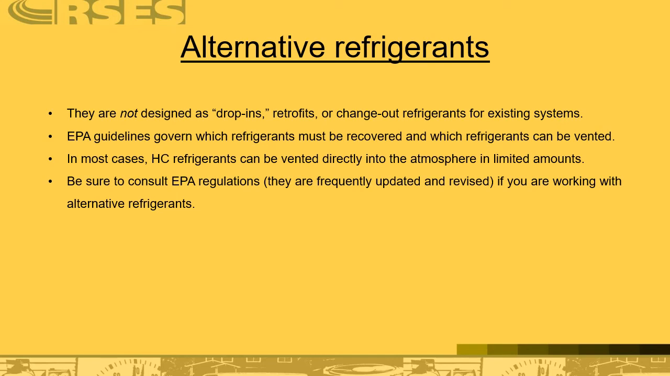EPA guidelines govern which refrigerants must be recovered and which refrigerants can be vented. In most cases, HC refrigerants can be vented directly into the atmosphere in limited amounts. Interesting. Be sure to consult EPA regulations. They are frequently updated and revised if you're working with alternative refrigerants. In other words, folks, please stay informed.